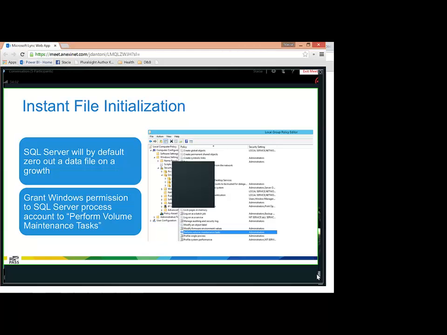permission to do that. One other thing to note is this only applies to data files. SQL Server does still zero out transaction log files, and there's no workaround for that. So this will only apply for data files.